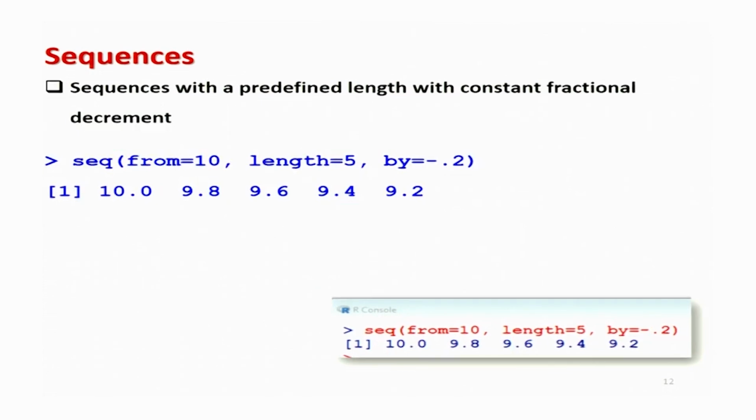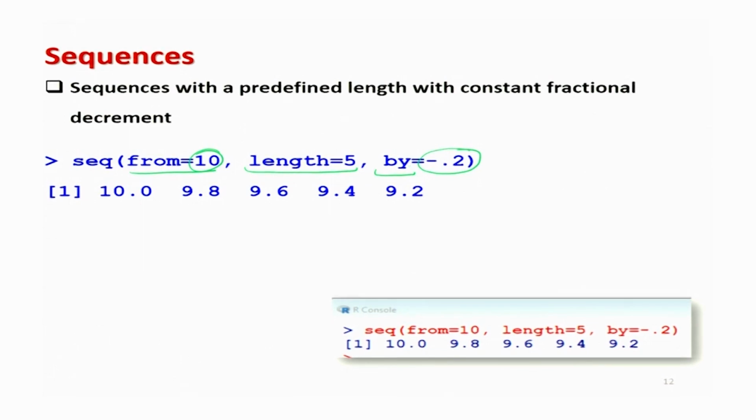Now, in the same example, suppose I want to make a constant decrement, but that is not an integer, it is a fraction. So, how to do it? After this I am sure that you have understood how the things are working, and you can use your common sense also to make different types of combinations. So, now I want a sequence which starts at the value 10 and has 5 elements. So, length is equal to 5, and I want a constant fractional decrement of 0.2. So, I can write by is equal to minus 0.2.